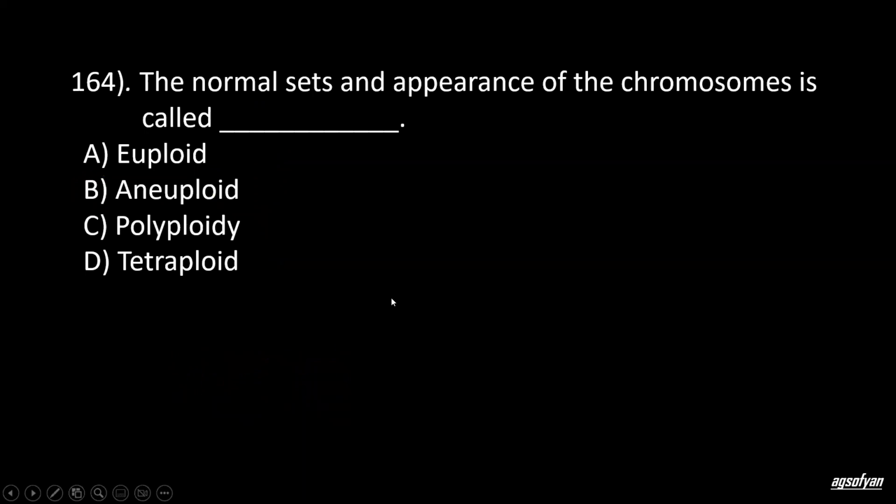The normal set and appearance of the chromosomes is called, okay, it is normal. What is it called? Euploid, aneuploid, polyploidy, or tetraploid? Normal means euploid. Normal set. So in humans, 46 or 23 pairs.